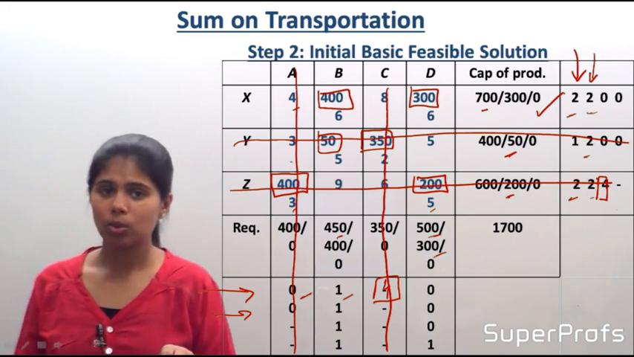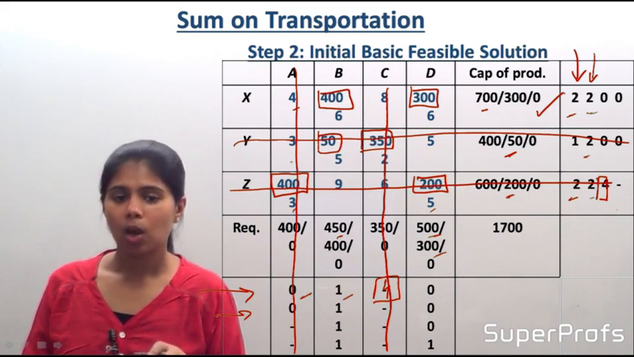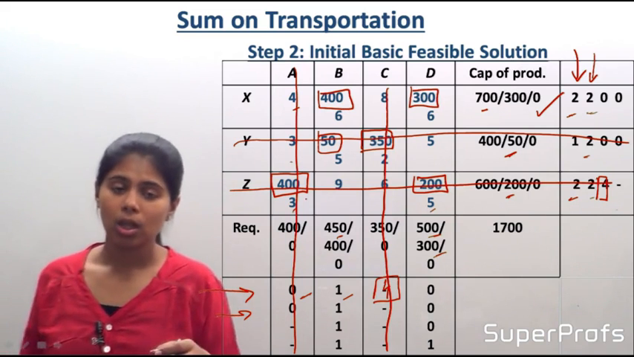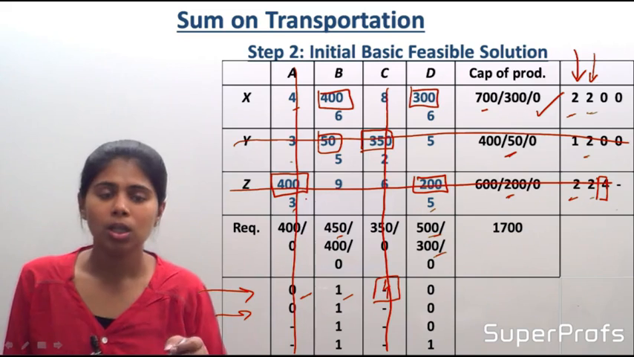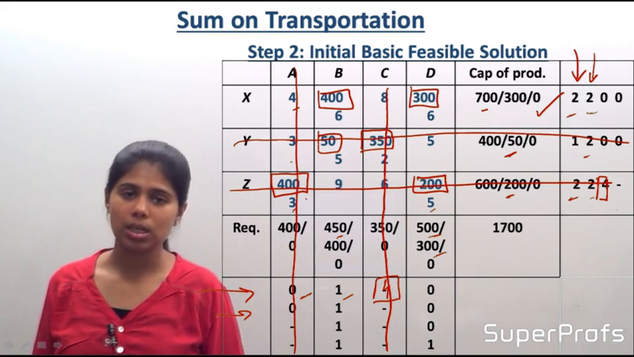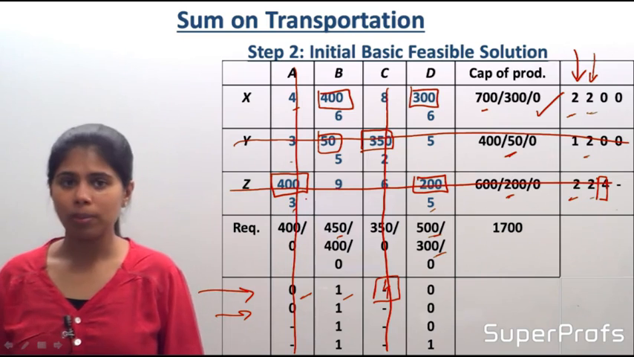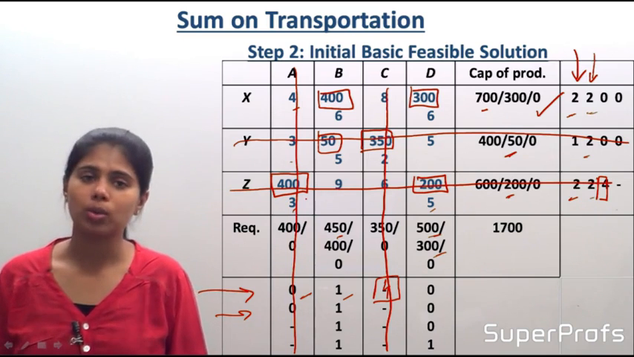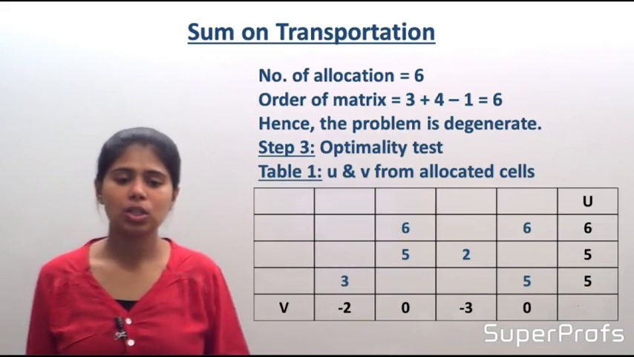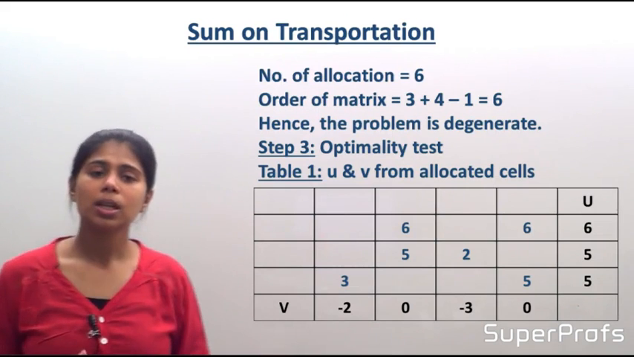The next step that I have to do is check whether the number of allocations is equal to the order of matrix or not. What is the number of allocations here? I have 1, 2, 3, 4, 5, 6 over here. And what is the order of matrix? Number of rows is 3, number of columns is 4, so 3 plus 4 minus 1 is 6. And I have 6 allocations over here. Therefore my problem is not degenerate and I do not have to add a value E. Number of allocations is 6, order of matrix is 3 plus 4 minus 1 equal to 6, and hence the problem is not degenerate.